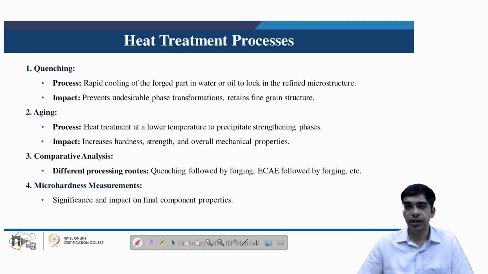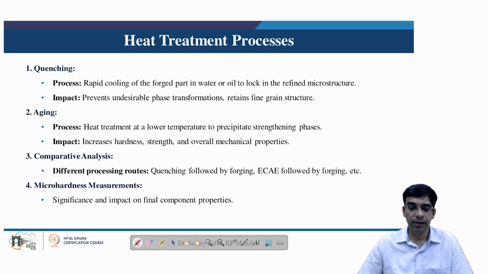The other process in heat treatment is aging, which involves heat treatment at a relatively lower temperature to precipitate the strengthening phases. Once the strengthening phases are precipitated, they hold the microstructure in one place and increase the mechanical properties such as hardness, strength, and other properties such as fatigue.